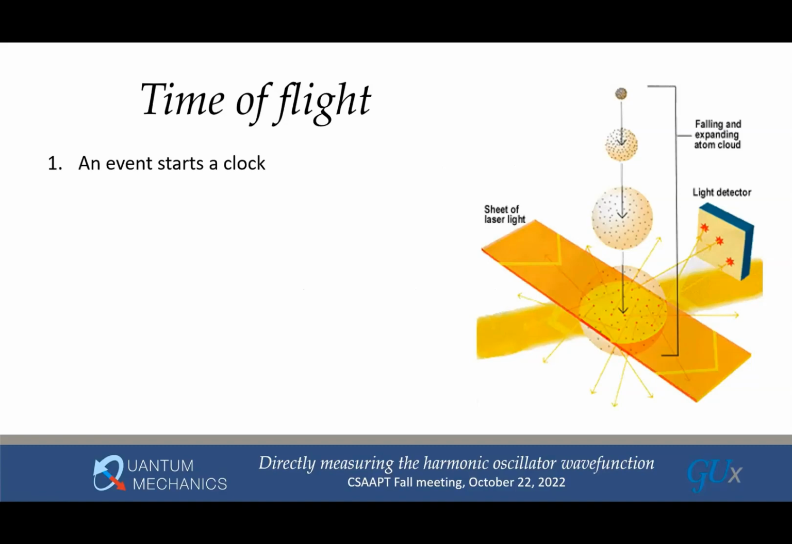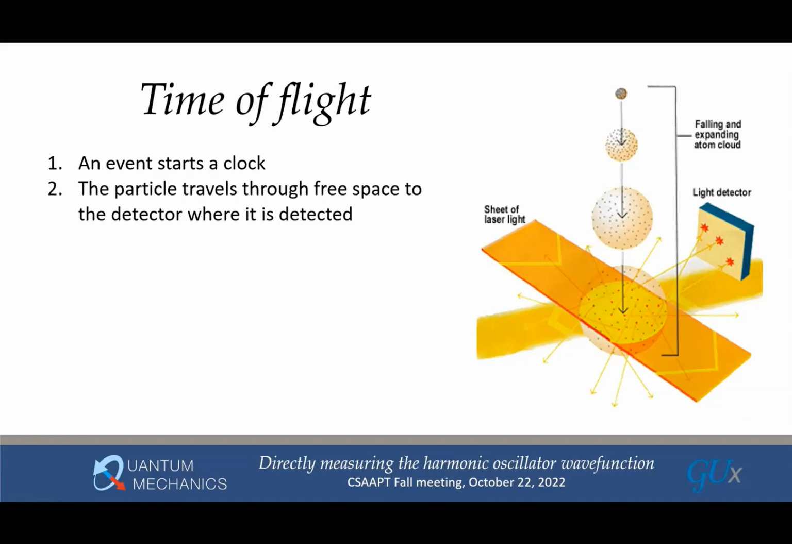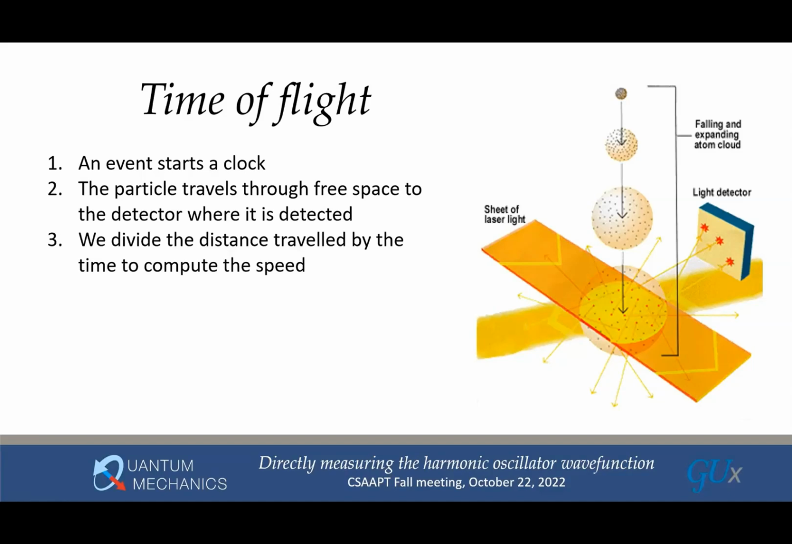The way that this works is you start a clock when an event occurs. In the experiment I'm going to describe, we have an atom sitting inside a trap. The trap is released, and the atom moves off once the trap is released. We know exactly when the trap is released, so we know exactly when to start the clock. Then the particle travels through free space, as a free particle, until it is detected in the detector. You simply divide the distance traveled by the time that it took to get there to compute the speed. And then from the speed, you can, of course, get the momentum.